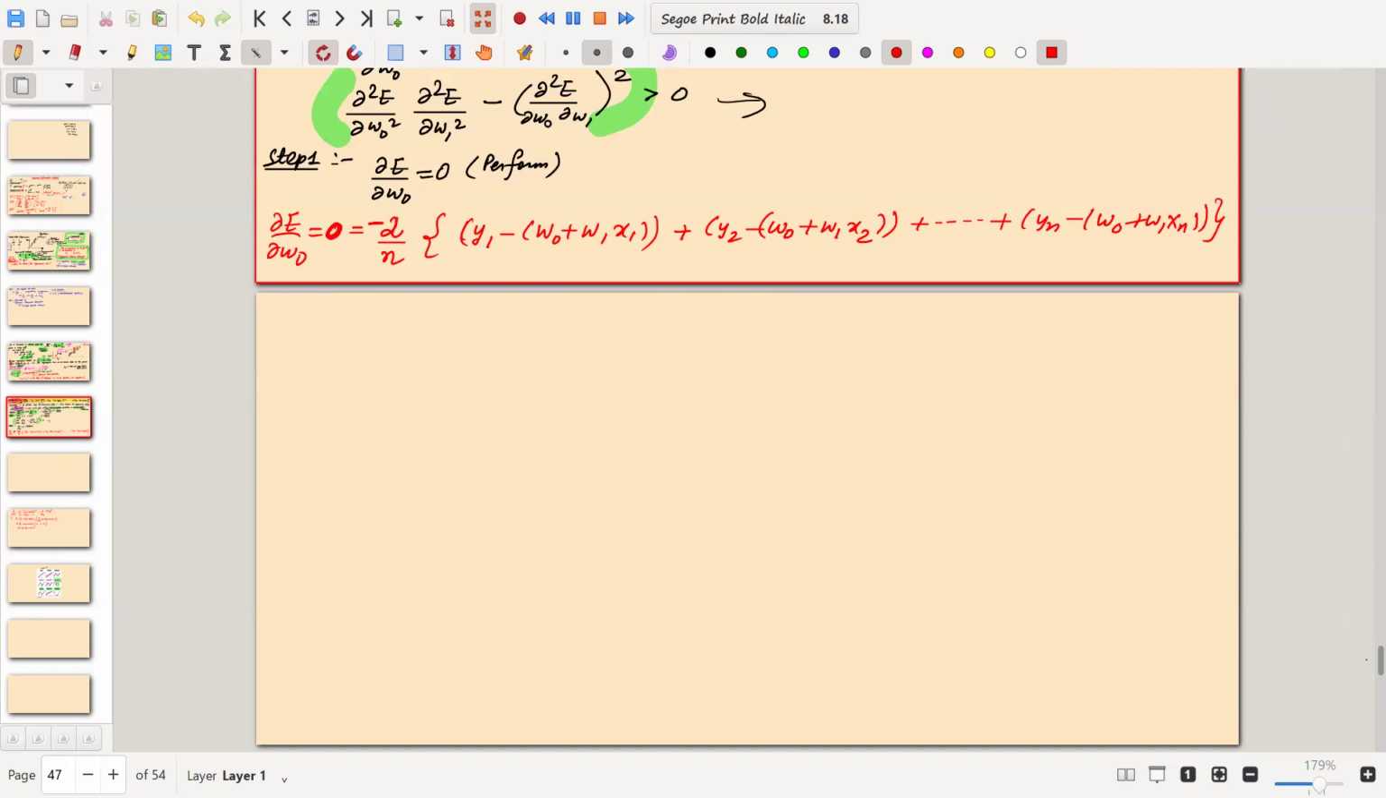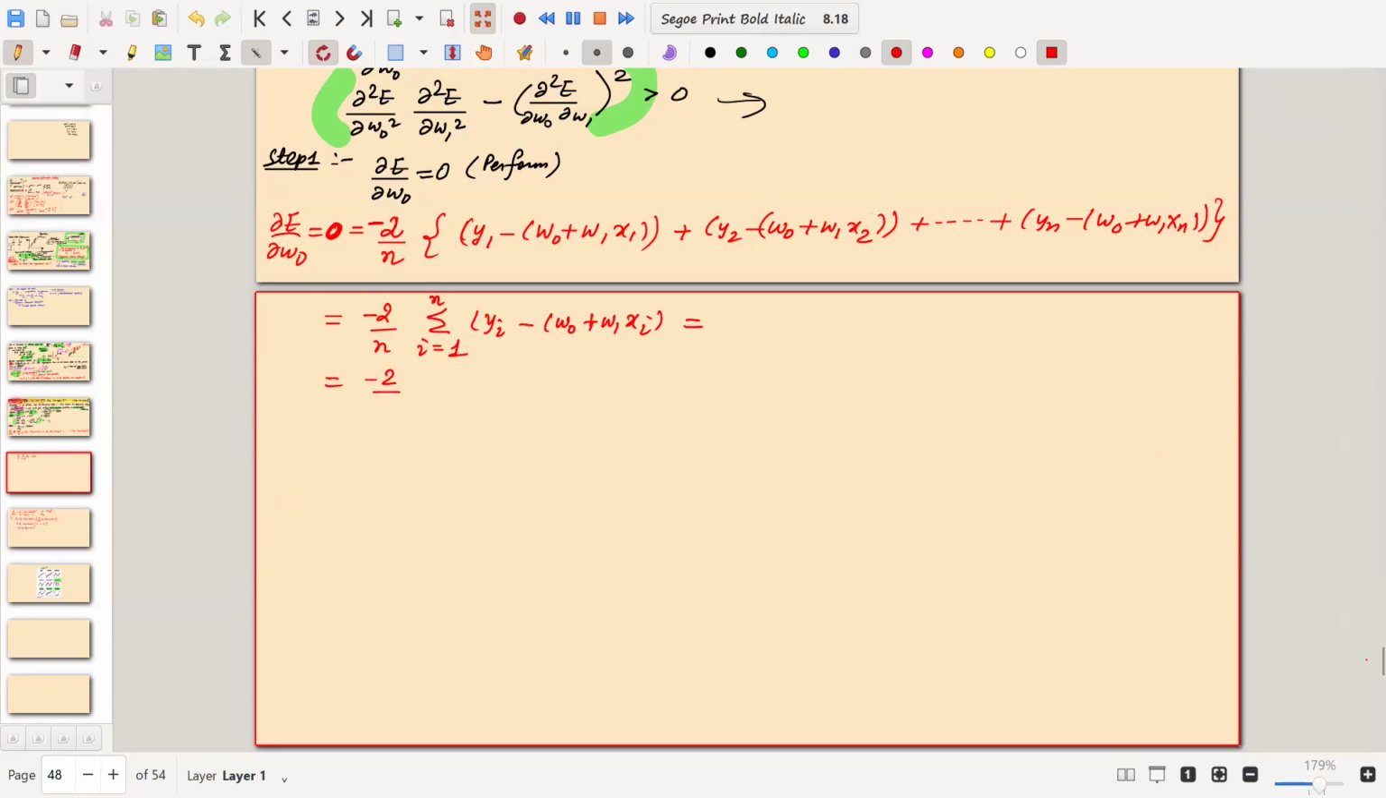Yeah. Bracketing thing. So what can we do? Can we write it as a summation? So this thing, -2 by n, can we write it as a summation? Summation i equals 1 to n of (yi minus (w naught plus w1 xi)). Or if I write it very clearly, minus 2 by n, I don't have to write the bracket again and again: yi minus w naught minus w1 xi. Yes, fine. Agree? Okay. So what shall we do next?